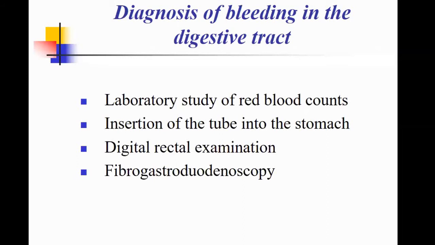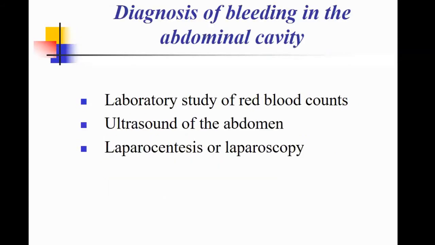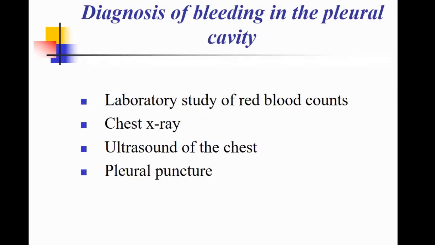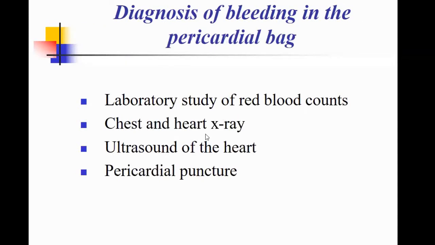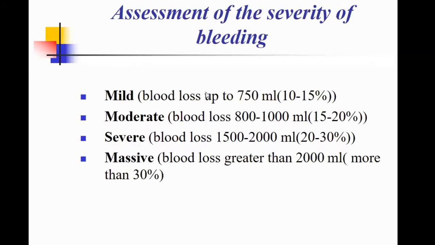Diagnosis. Fibrogastroscopy. And please write about hemostasis. Hemostasis is divided into types. Diagnosis of bleeding in the abdominal cavity: laboratory study. Pleural cavity: chest X-ray, ultrasound of the chest, pleural puncture. Pericardial sac, skull: ultrasound. Joint cavity: joint X-ray, ultrasound of the joint, puncture.